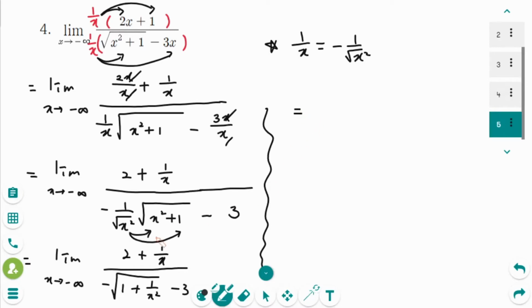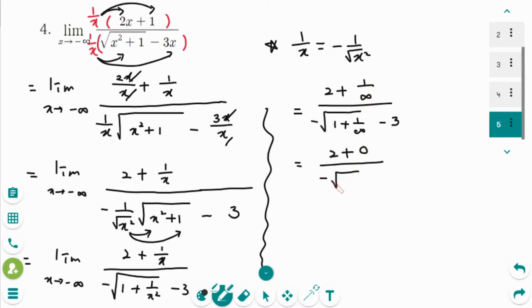Then put minus infinity into x. 2 plus 1 over infinity over minus square root of 1 plus 1 over infinity minus 3. So 2 plus 0 over minus square root of 1 plus 0 minus 3 is 2 over minus 1 minus 3. So minus 2 over 4, which is minus 1 over 2. So the final answer is minus 1 over 2.